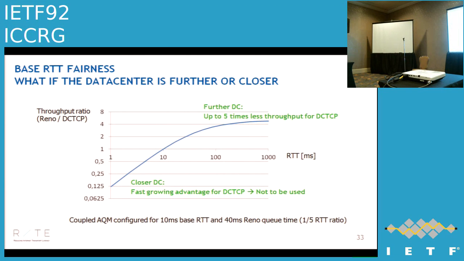So this is how if the base round trip time grows, you see if it shrinks, it's bad, because that's why it should be the lowest round trip time that you have, because otherwise data center TCP is very aggressive, and that goes very far. There's no limit to that. On the other hand, there is a maximum of 5 times less throughput for data center TCP if the round trip time grows very big. That's the factor. If the factor was 16 here, then it would be maximum 10 times less throughput for data center TCP. Okay?